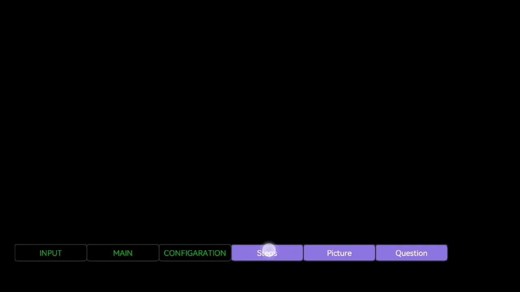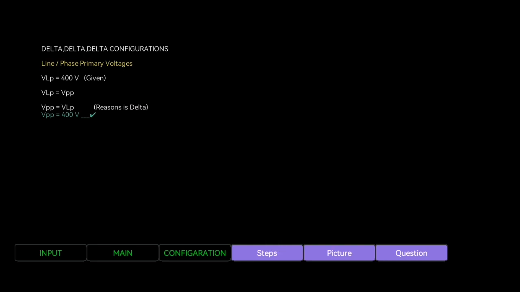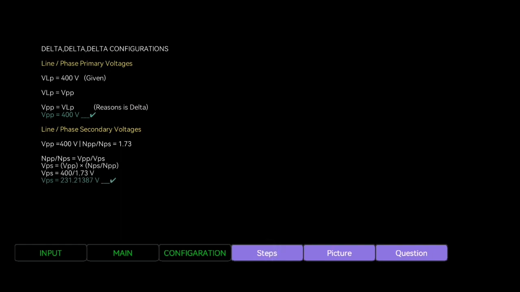Then this is the delta. So you're going to look for this one. The voltage is given. Determine the phase voltage for the primary, the line voltage and the phase voltage. Then you're going to get the phase voltage from the ratio, then the line voltage.